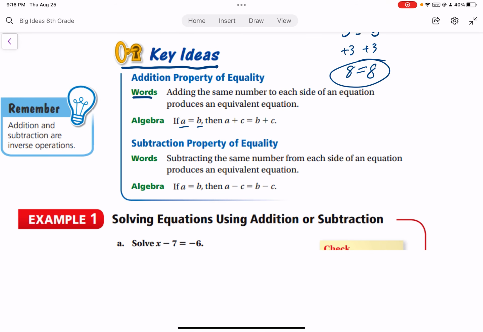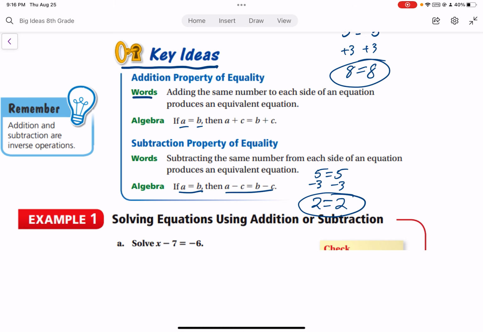What you'll find is the subtraction property of equality says the exact same thing for subtraction. So if we have A is equal to B and we subtract C from both sides, we have an equivalent equation. So likewise, if I had 5 is equal to 5, and instead of adding 3, I'm going to subtract 3, I'm going to get 2 is equal to 2, which is still an equivalent equation. So we're going to be able to manipulate equations using this to help solve for different variables. And remember, our variables are our letters in these equations.